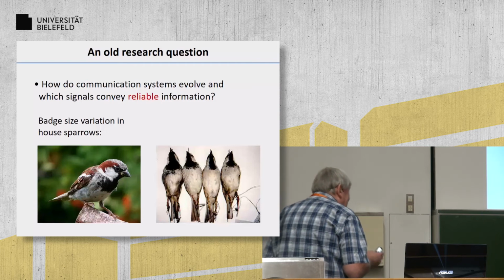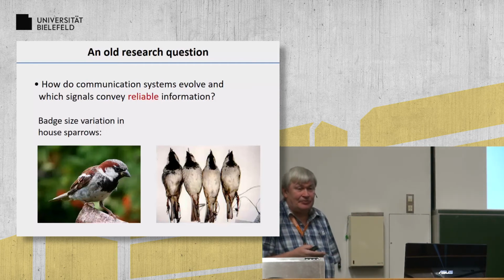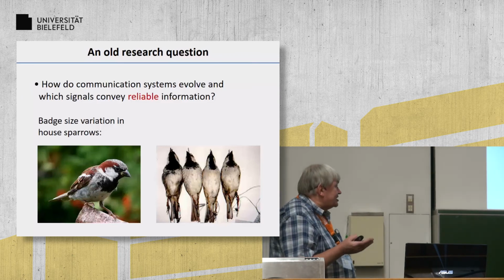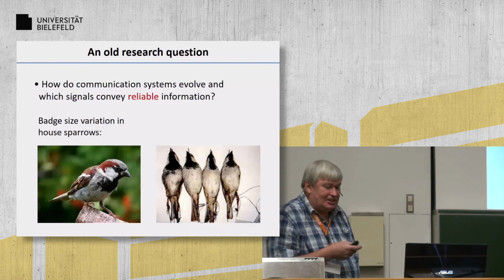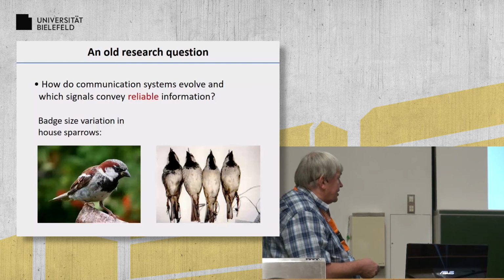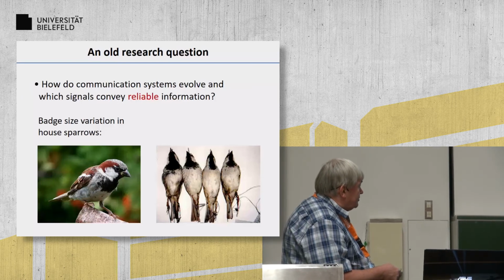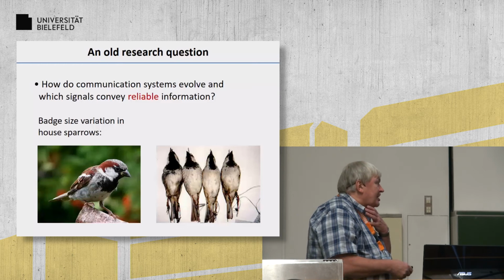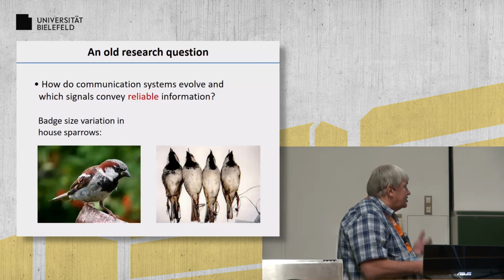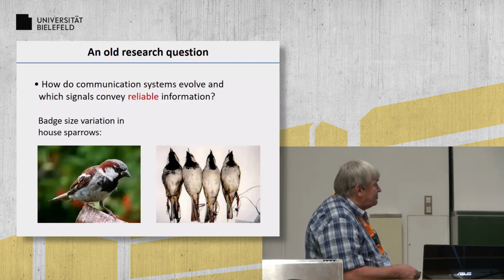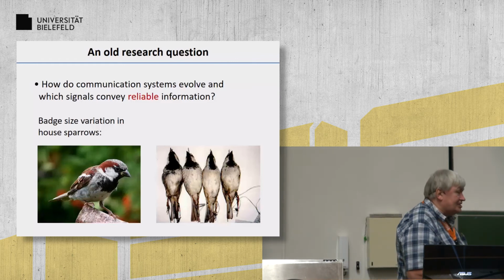Now basically, we were looking for the evolution of communication. And communication you find in animals quite a lot. We looked in this particular case at aggressive interactions between house sparrows. You know these house sparrows, these songbirds, they have a so-called badge of status. So they have a black spot below their head. And you see there are systematic differences in the size of this badge.